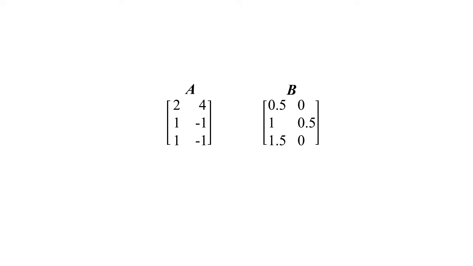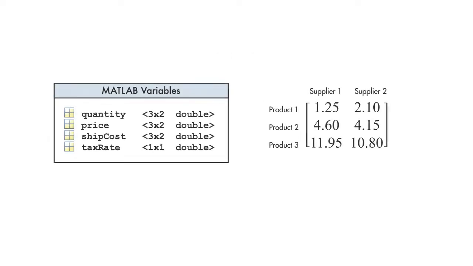In addition to storing data in a matrix, we may also need to perform additional calculations using one or more matrices, such as the addition, subtraction, or multiplication of the corresponding elements in each matrix. For example, say we have matrices containing quantities, prices, and shipping costs for 3 products coming from 2 different suppliers.